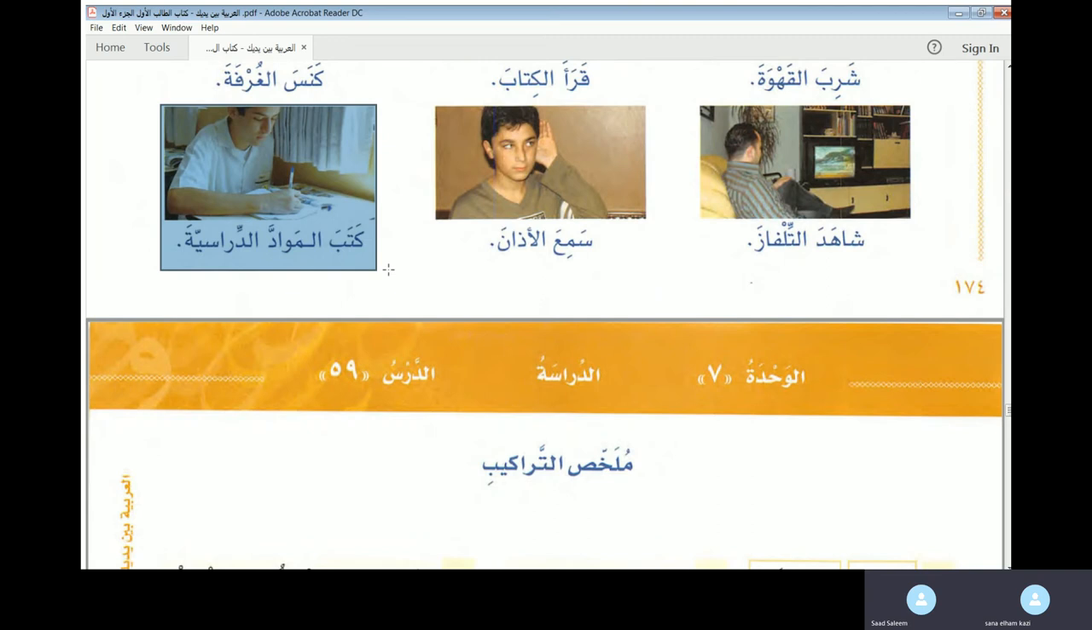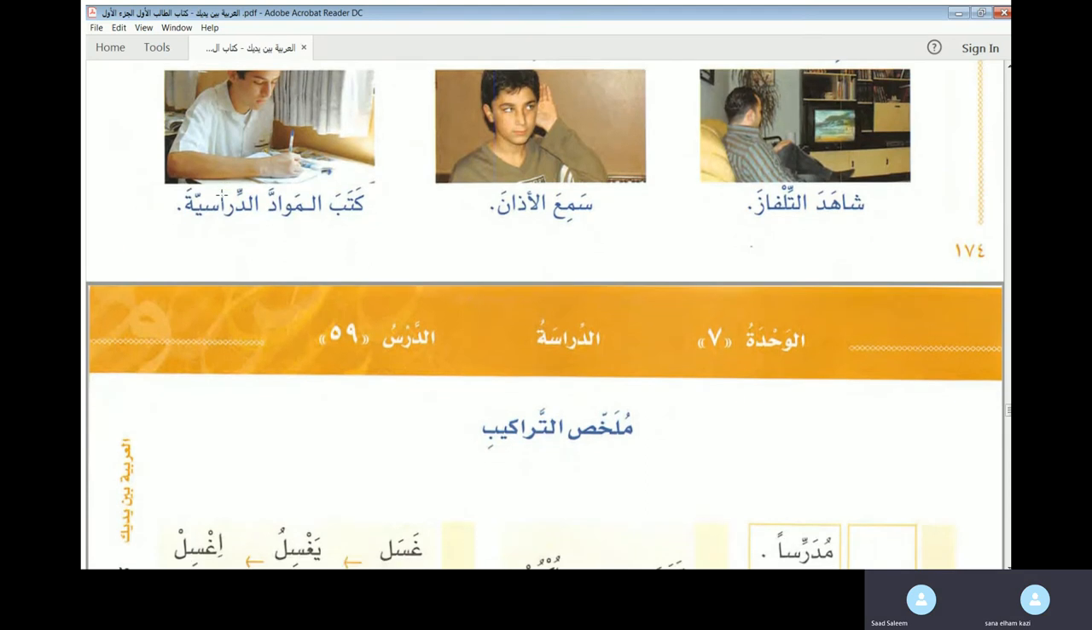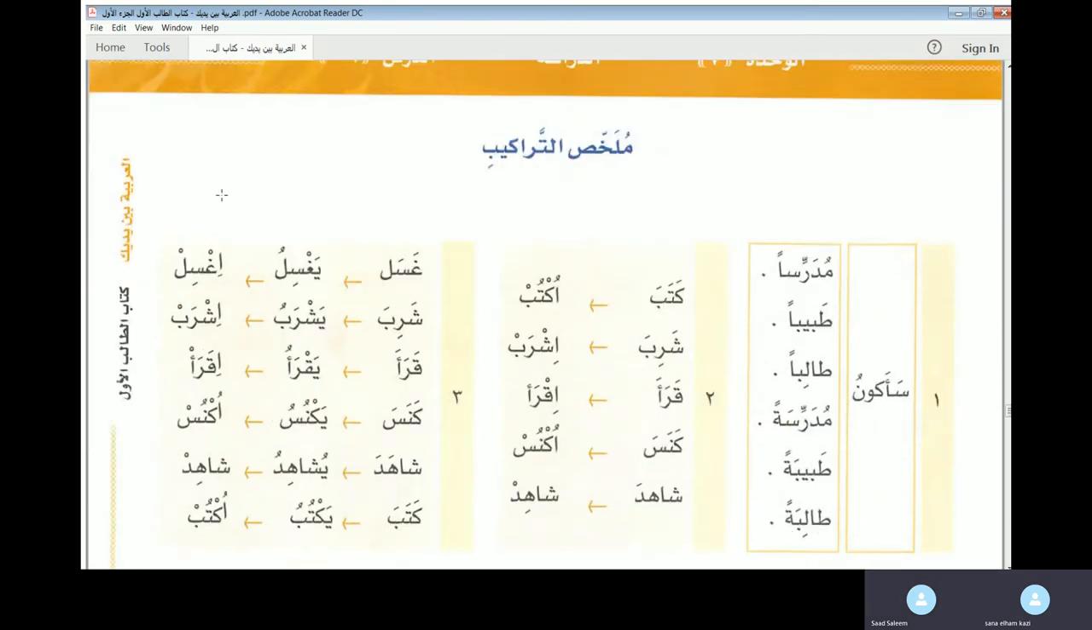Then uktubil mawaddat dirasiya. Write the study material.